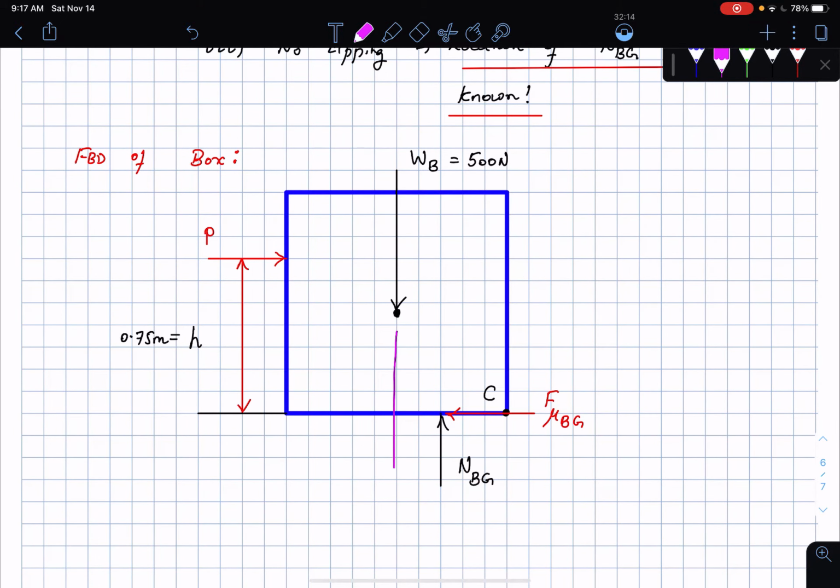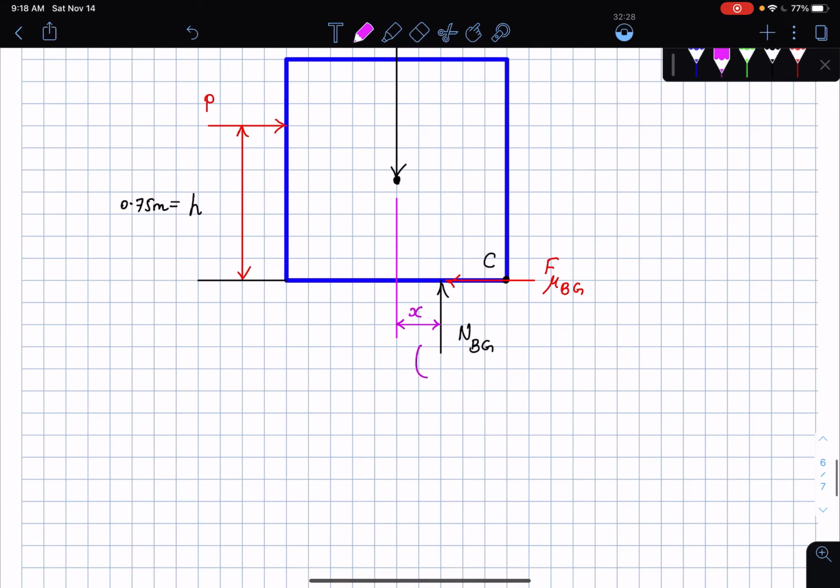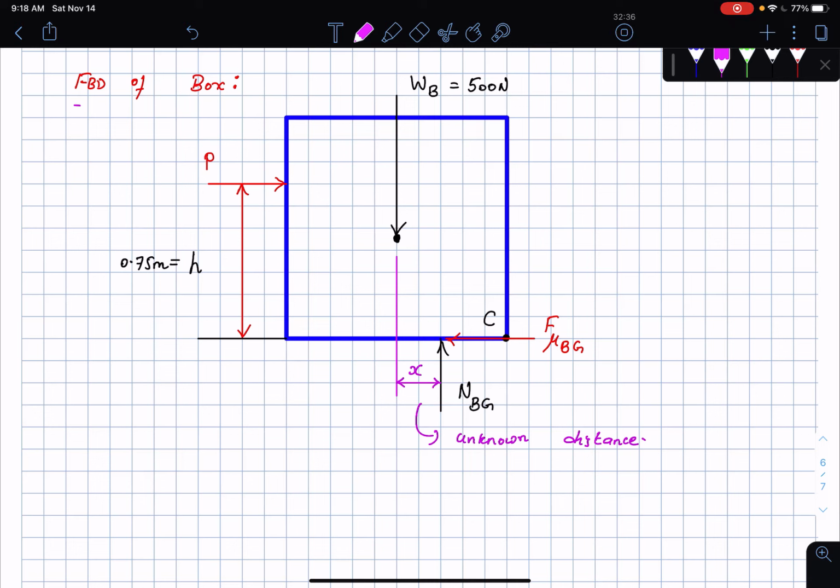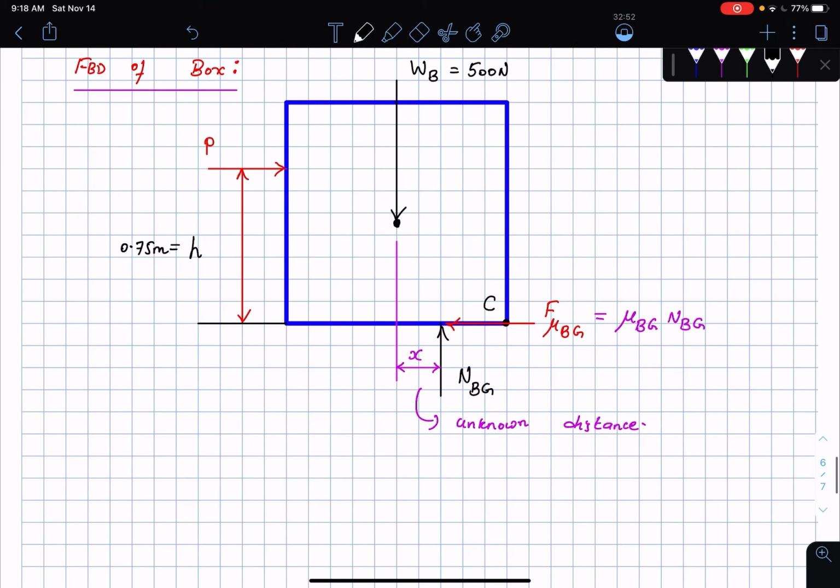Here is what I'm trying to say. There is now a distance between the line of the weight of the body and this normal force, and I'm going to call that distance x. So x is an unknown distance. But there are some things that I know in this problem. Since I'm assuming F mu Bg is on the verge of sliding, I can say that this is mu Bg times NBg. So let me start doing some calculations.